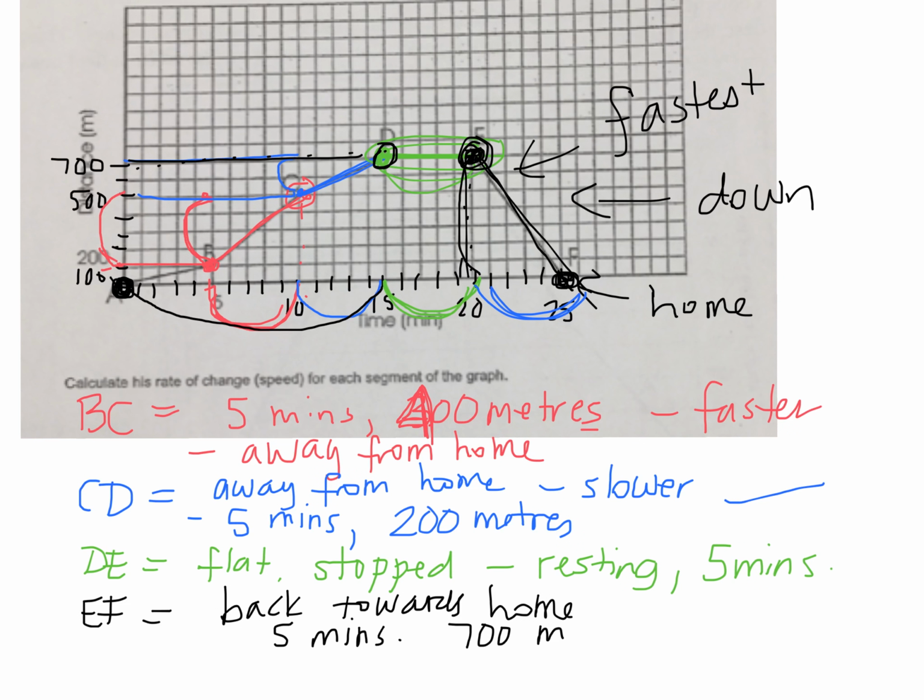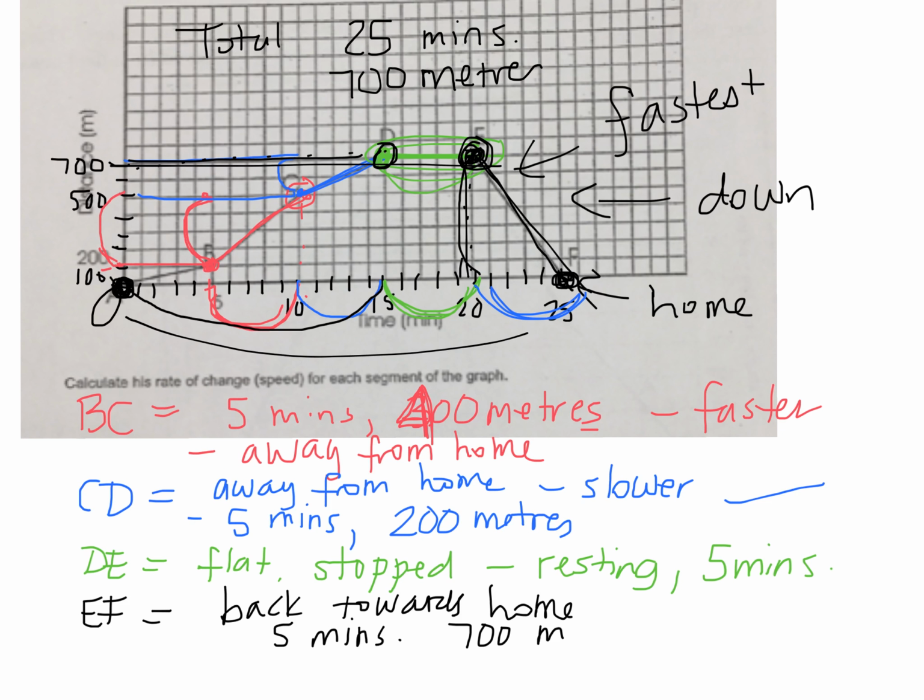Okay, so altogether, how long was he away from home for? What was his total trip? Good. The total trip was 25 minutes. And what was the furthest distance away from home that he was? Good. He was 700 meters away from home, but eventually he had to run back home.